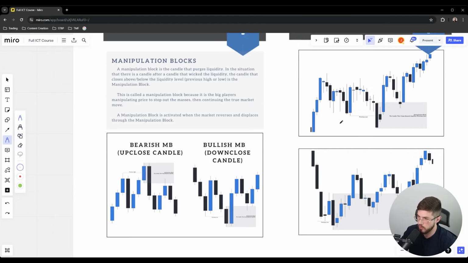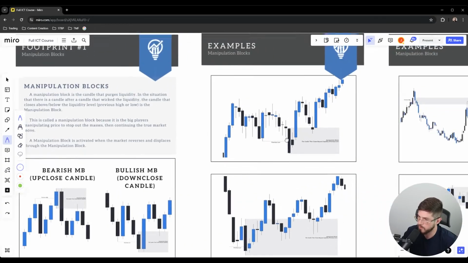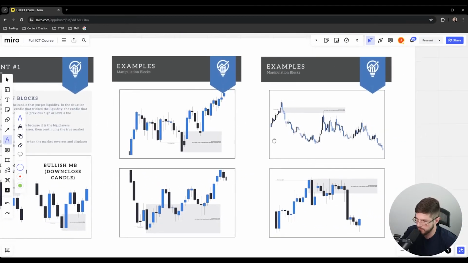So it's the same thing as an order block, but it has to close beyond the liquidity, okay? Because an order block does not necessarily have to close. It could just sweep liquidity and pop back up and just leave a wick right there. But here are some examples. You can use this for your study.